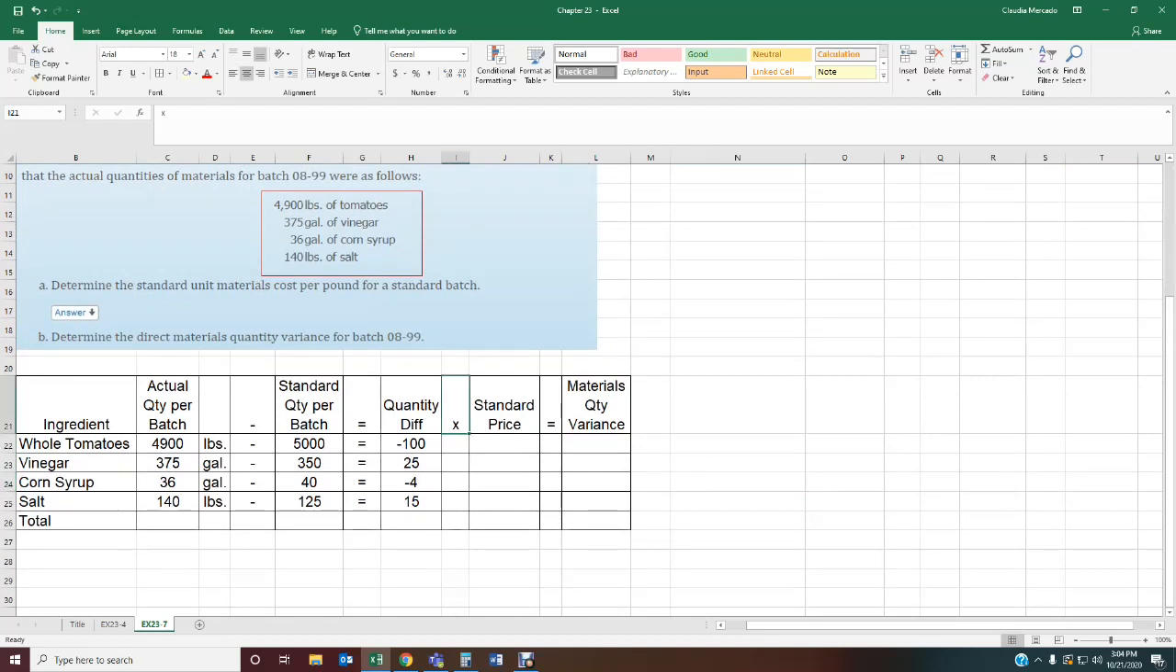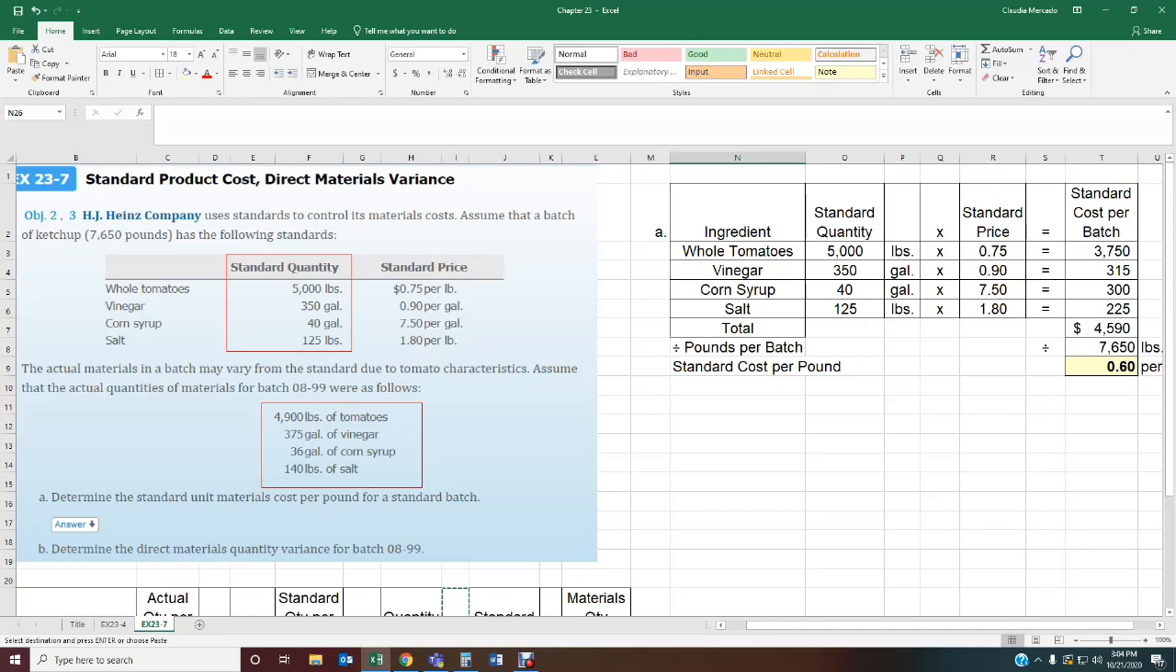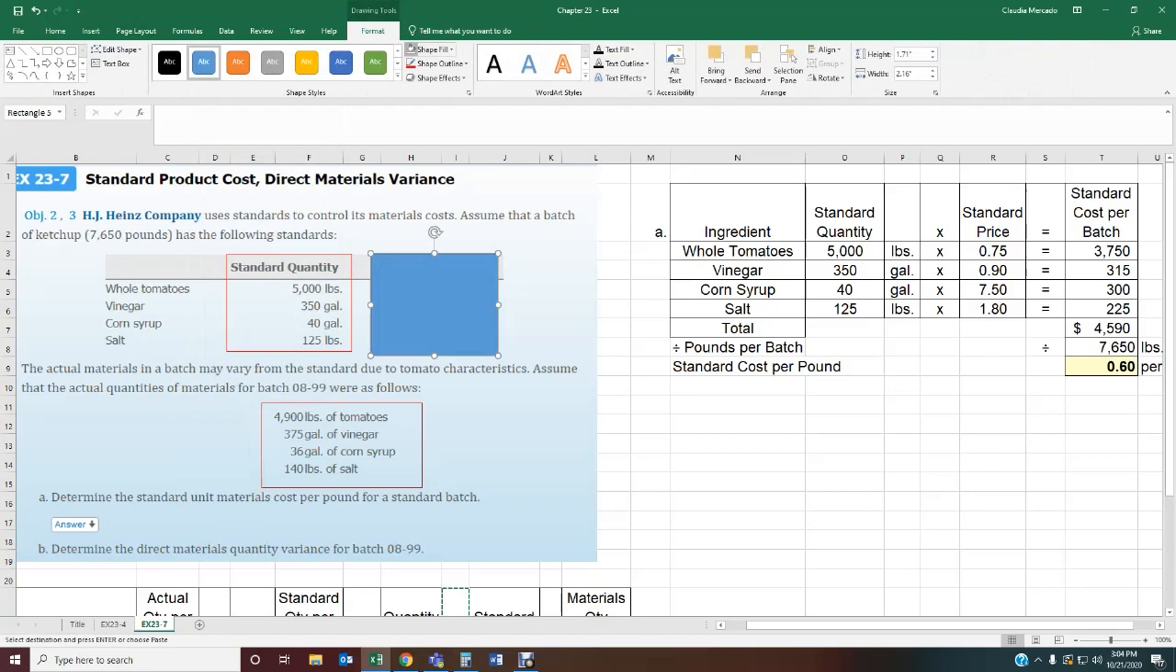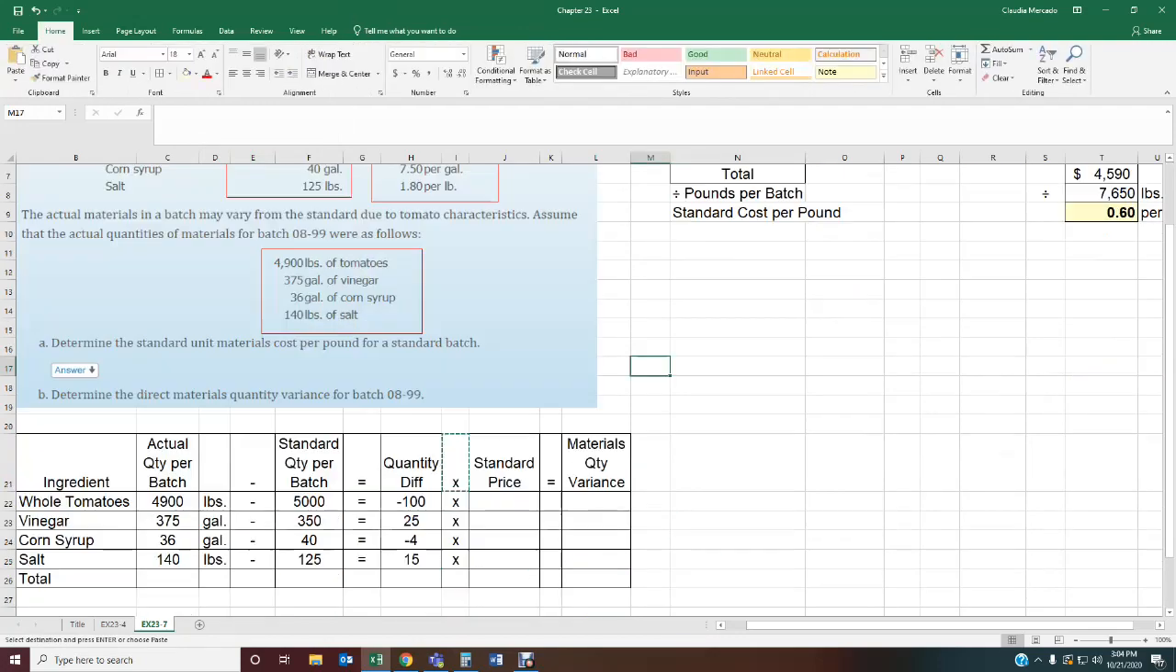Once we get that, we're going to multiply that times our standard price. The standard price is given to you there. So this is fairly easy. It's just a matter of setting it up. So then you bring in your standard prices down here.